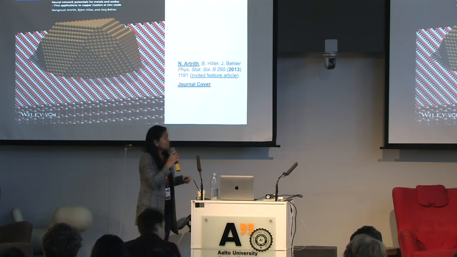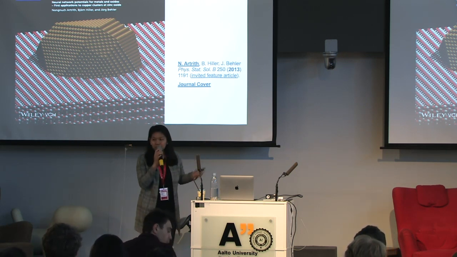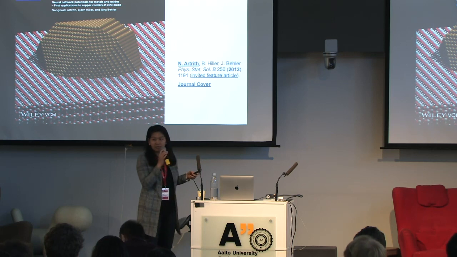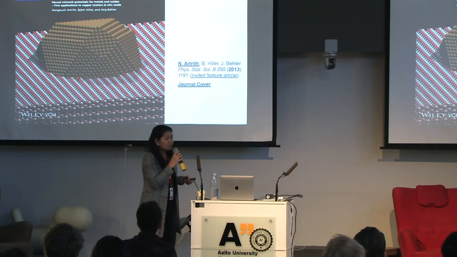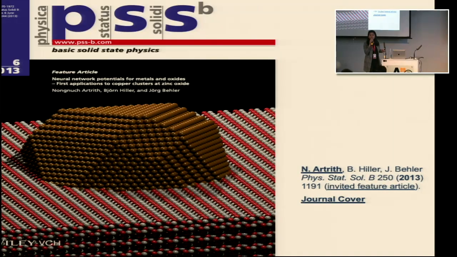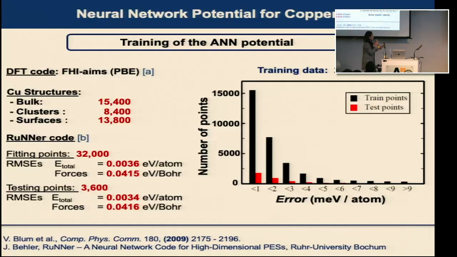Just to show you, this is the work that I have done with Professor Behler when I was in Bochum in Germany. We used a neural network potential that could describe such a system size and also look at dynamics. This structure is copper zinc oxide, which is a good catalyst for methanol synthesis that we are interested in because it's so complicated. I will just show it as an example.